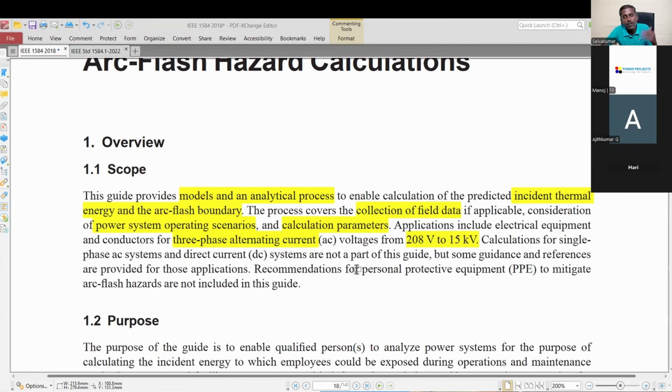Calculation for a single-phase AC system or DC is not part of this, but some guidance and references are provided. Recommendation of PPE to mitigate is not included in this guide. PPE is not included in this guide. It is very clear.